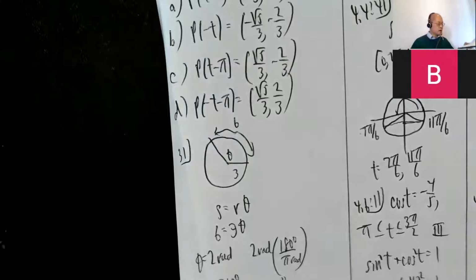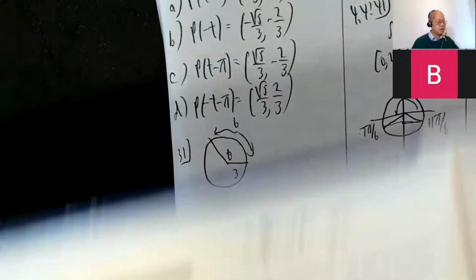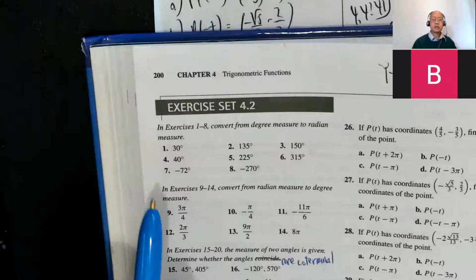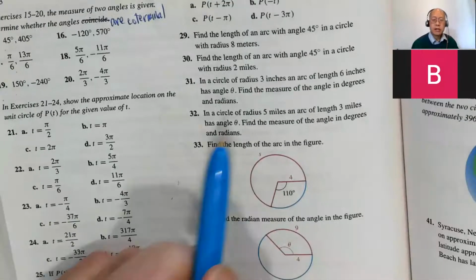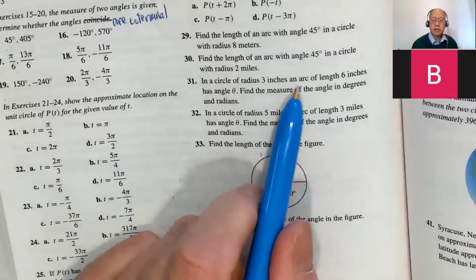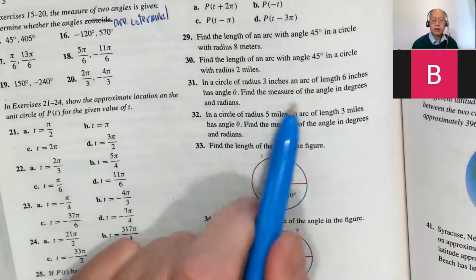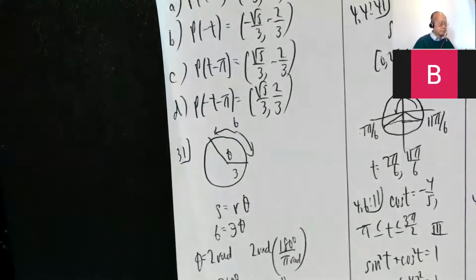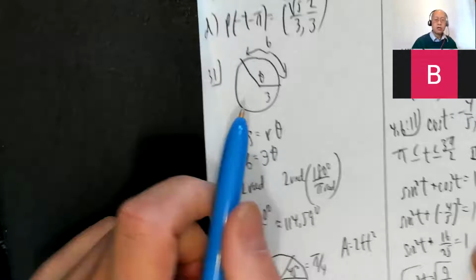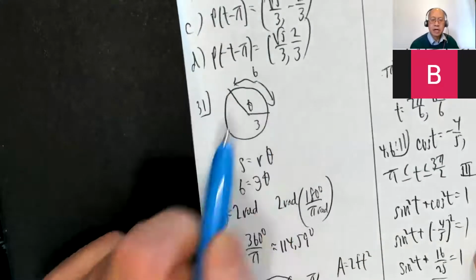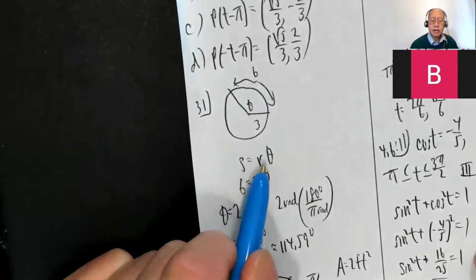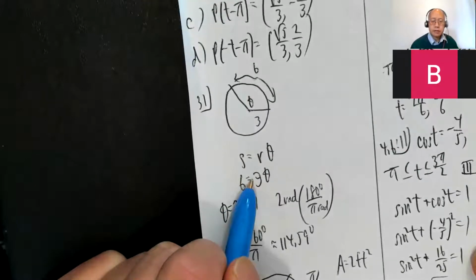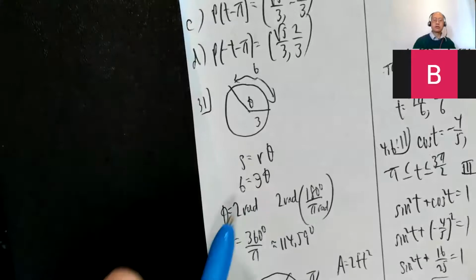Okay, and going back, question 31, section 4.2. In a circle of radius 3 inches, an arc length of 6 inches has an angle theta. Find the measure of the angle in degrees and radians. So radius is 3, arc length is 6. I use the formula S equals R theta. Theta has to be in radians. 6 goes here, 3 goes here. 6 equals 3 theta, that's very easy. Theta is 2 radians.